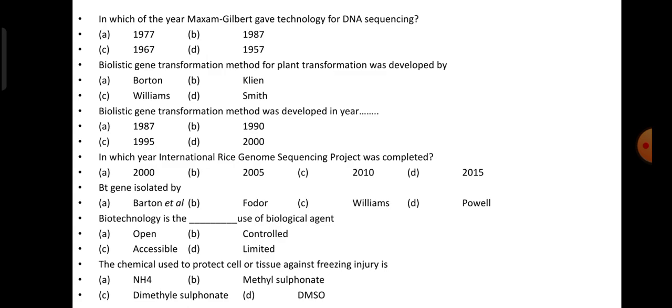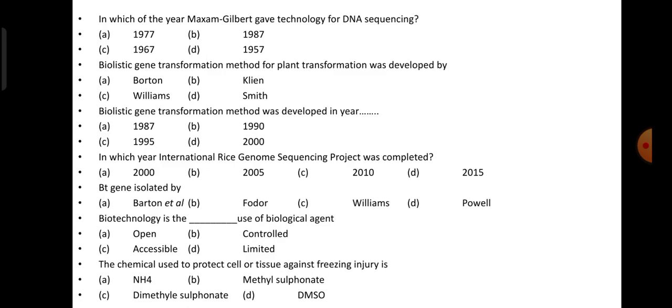The second question is, the biolistic gene transformation method for plant transformation was developed by. The four options are Burton, Klein, Williams, and Smith. Here, biolistic gene transformation, there are different types of gene transformation, and under that, biolistic with the gun, this technology is used. The process was given by Klein. Answer is B. The biolistic gene transformation method was developed in the year, options 1987, 1990, 1995, and 2000. Answer is 1987, that is A.